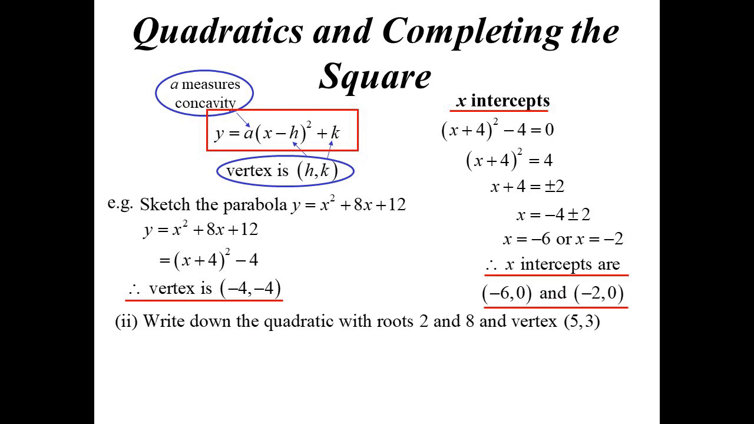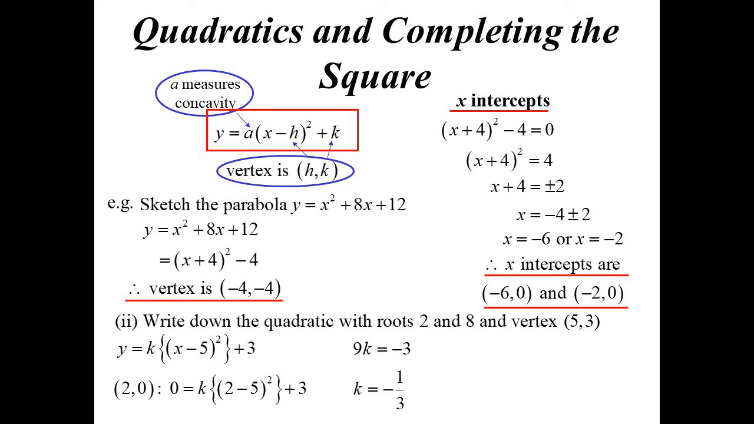This example we looked at yesterday: write down the quadratic with roots 2 and 8, and they told us the vertex is 5, 3. So we know what the vertex is. I can say, well, I know it's going to take that form: some constant times x minus 5 all squared plus 3. We know it goes through 2, 0 and 8, 0. I only need to use one of them. Which one did I use? I used 2, 0. Sub it in, and we get a equals minus a third, same as we did yesterday. So therefore, there's the equation. If I expanded it all out, we'd find, yes, we in fact get the same equation as yesterday. So that's the completing the square idea.